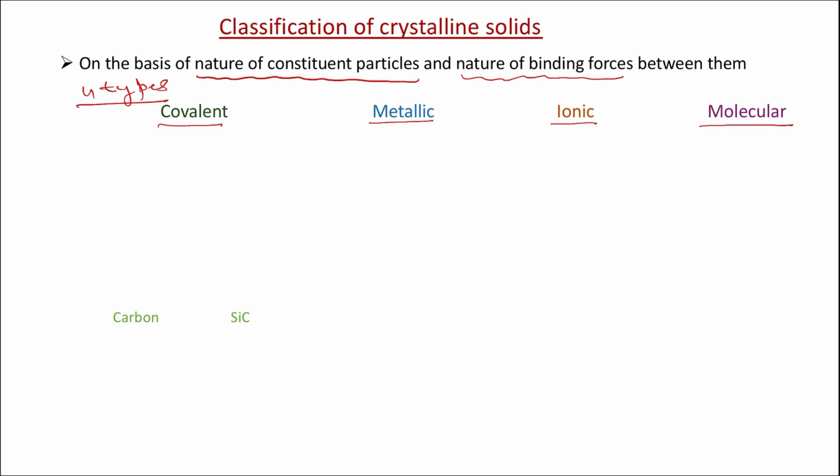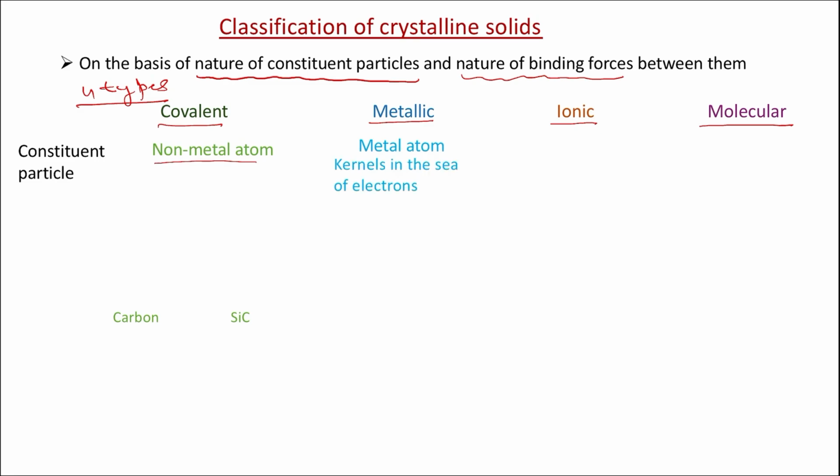Let's see what constituent particles are present in these solids. In case of the covalent solid, the constituent particle is a non-metal atom, any non-metal atom. They may be the same or they may be different. And in case of metallic solids, of course, they have the metal atom, but exactly it is not the metal atom, it is actually the kernels in the sea of electrons that are present as a constituent.